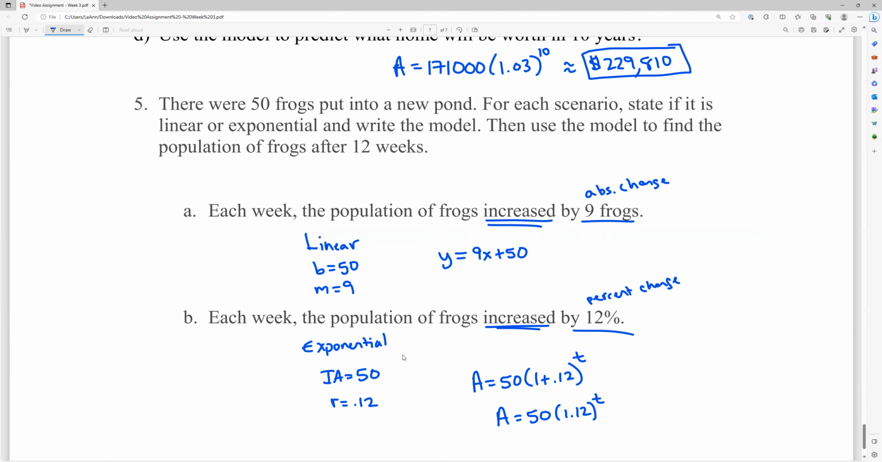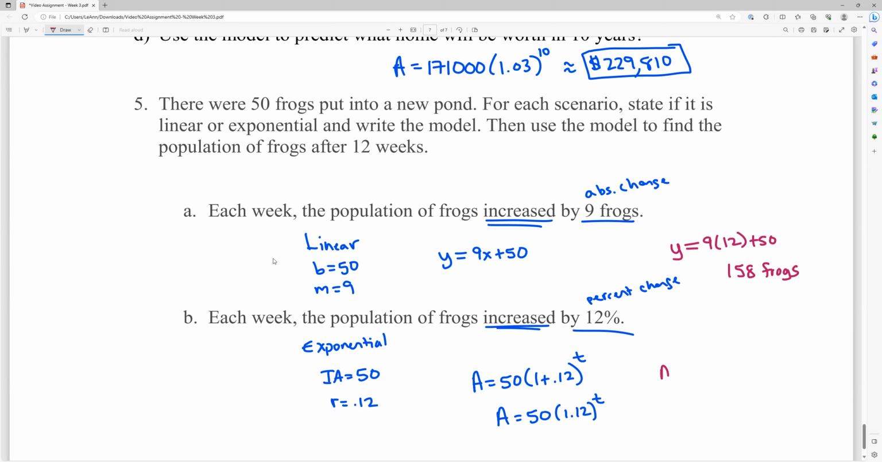Now I'm going to go back and do the second part of this. So I have both my formulas. So this time, if I want to see how many frogs we would have 12 weeks later, we have 9 times 12 plus 50. So 9 times 12 plus the 50, that would be 158 frogs. So notice, if the frogs are growing linearly, which means an exact increase of 9 frogs every single week, we're going to have 158 frogs.